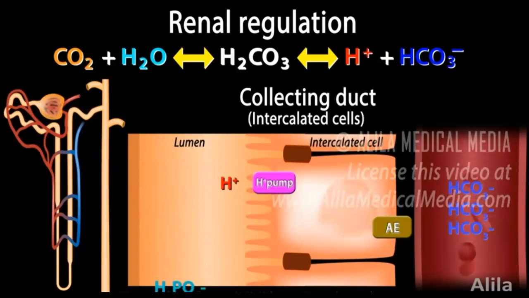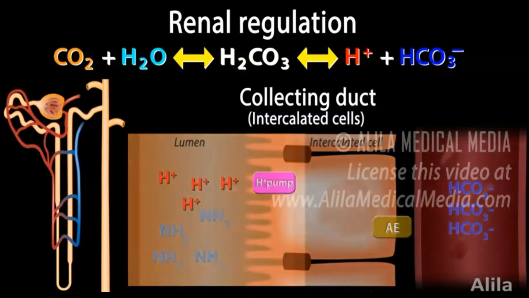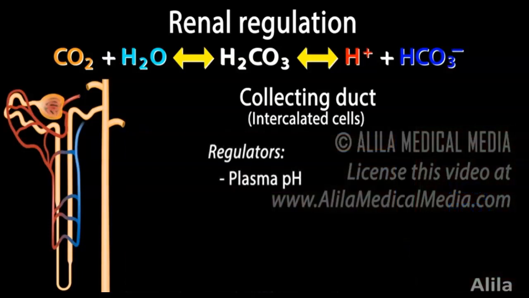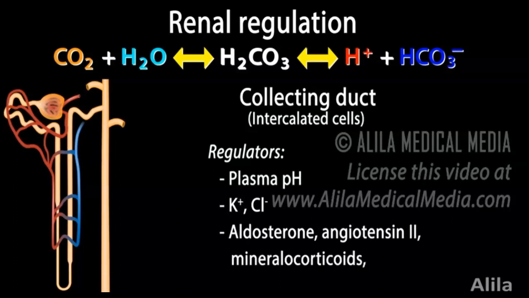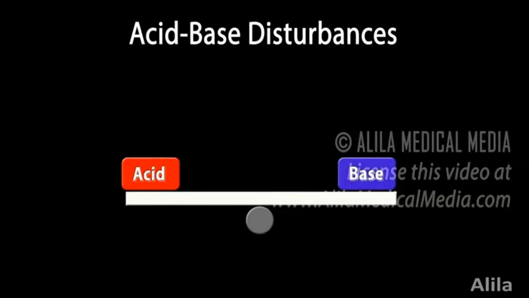The ammonia buffering system is particularly important because unlike phosphate, which is filtered in fixed amounts from the plasma and can be depleted during high acid loads, ammonia production is regulated in response to changes in acidity, and its concentration may increase several-fold when necessary. Blood pH is the main regulator of acid excretion, but potassium, chloride concentrations, and several hormones also play important roles. Pathologic changes may cause acid-base disturbances.